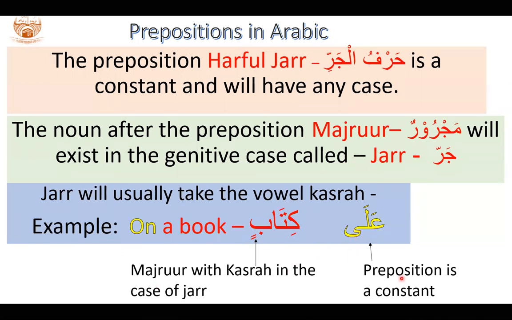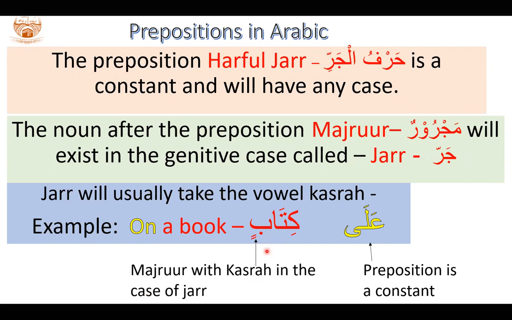So ala is the preposition, or what we'll call the harful jar. It's constant. And the word kitabin has now changed. We will learn the word kitabun. All the time we say kalamun, we say rajulun. But if a preposition comes in front of it, it would have an effect on the word and it causes it to be in the case called jar. And jar will take kasra.